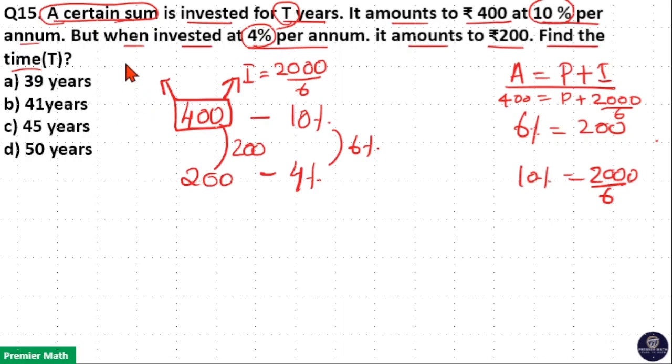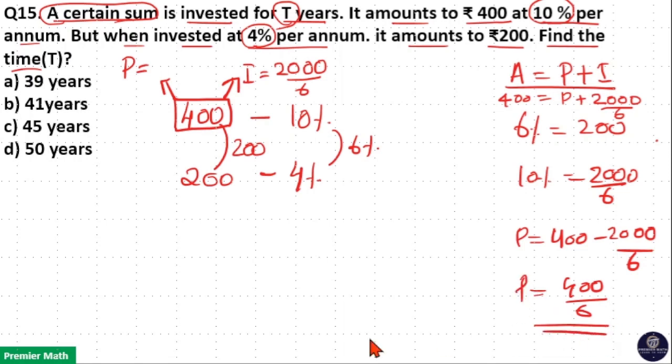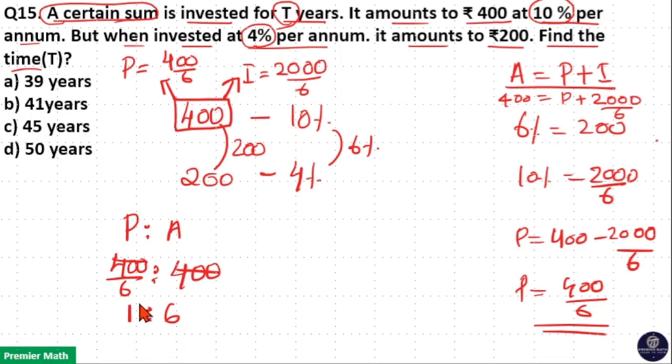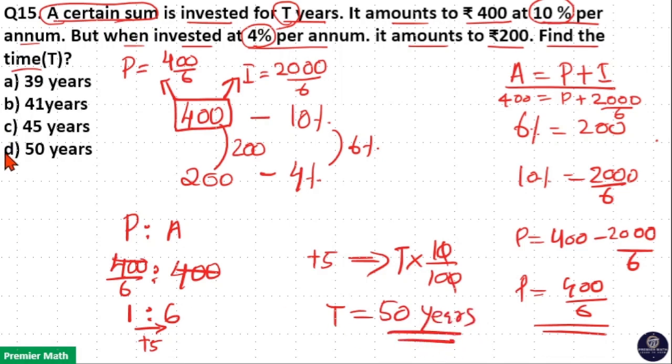And principal is equal to 400 minus 2000 by 6, which is equal to 6 into 400, 2400 minus 2000, that is 400 divided by 6. So principal is equal to 400 by 6 here. Now, if you take the ratio between principal and amount, principal is equal to 400 by 6 and amount here is equal to 400. Now 400 and 400 get cancelled. Ratio is equal to 1 is to 6. Now 1 is to 6 means there is a plus 5 increment. And this plus 5 increment is for T years at a rate of 10%. Now zeros cancel. T is equal to 5 into 10, 50 years. So option D is your answer.